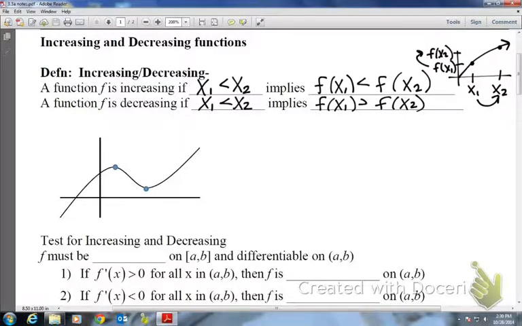Alright, and vice versa in this graph down here. If x1 is less than x2, but it's decreasing, that means that f of x1 would be on top, or greater than, and f of x2 would be on bottom, or less than.